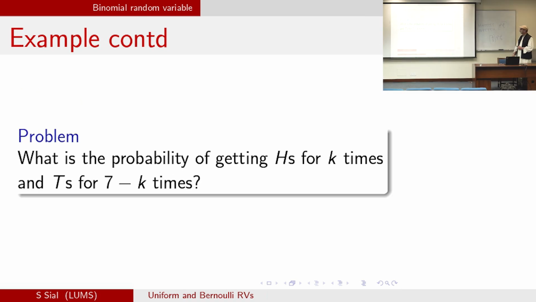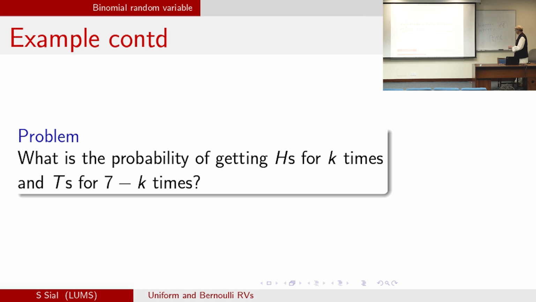Okay. So now let's generalize. We're going to flip a coin 7 times. Probability of an h is P. Probability of a t is Q, which is equal to 1 minus P. What's the probability of getting k h's and 7 minus k t's?